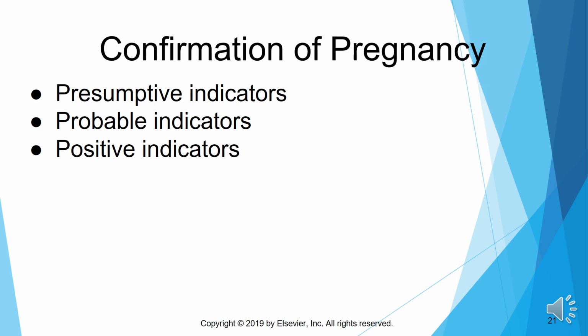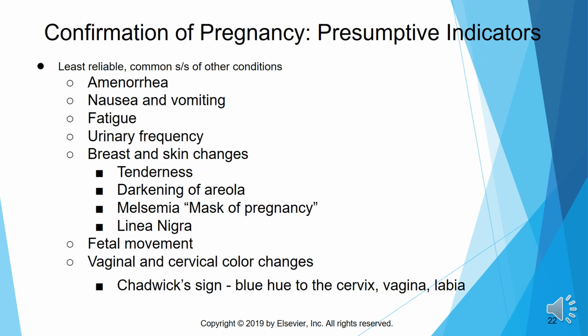All right. So these are just determining, are you pregnant or not? Presumptive indicators, and you're going to see why I think this is kind of silly, are the least reliable indicators of pregnancy, because there are common signs and symptoms of other types of conditions. Amenorrhea is a word you should know. Missing a period, not having a period, is an indication that you could be pregnant. Nausea and vomiting, fatigue, urinary frequency. Urinary frequency is usually a common symptom of pregnancy in the beginning, and it's usually related to increases in hormones.